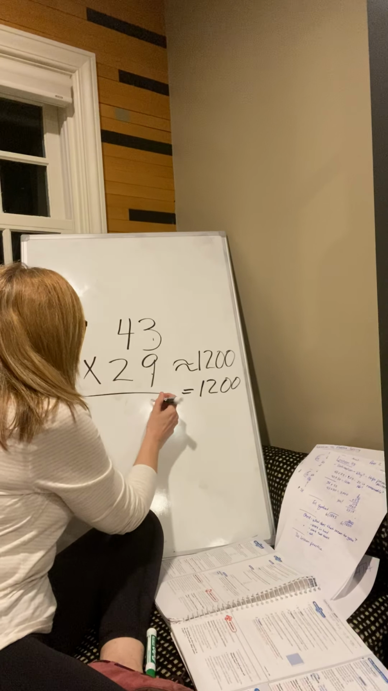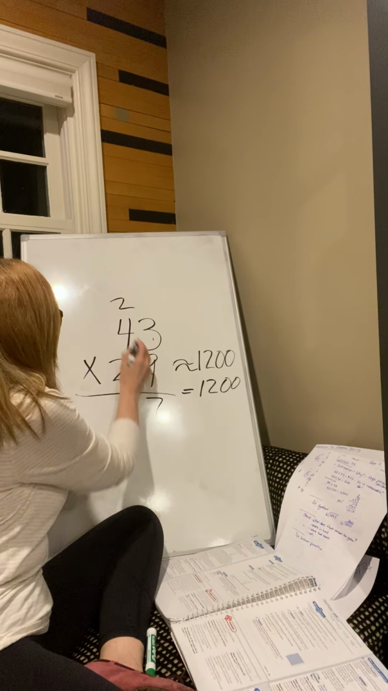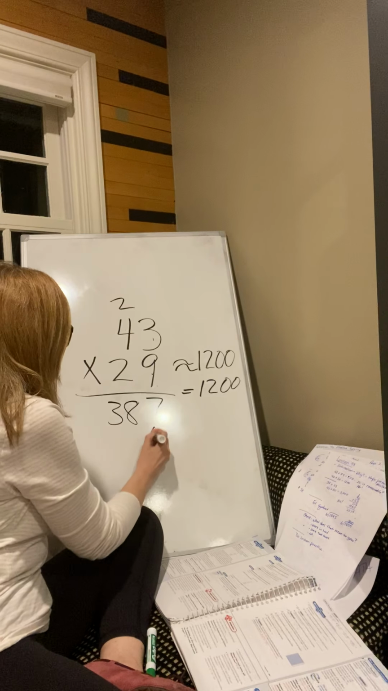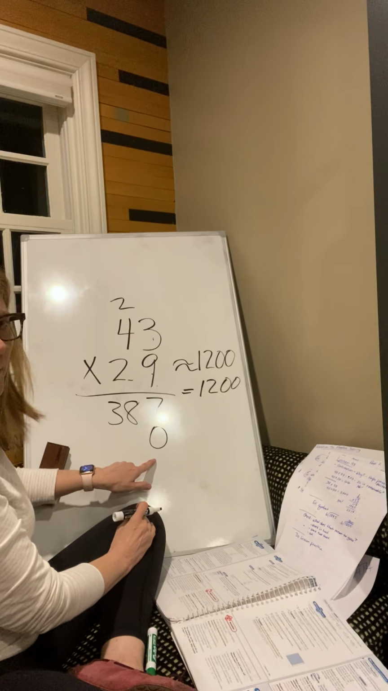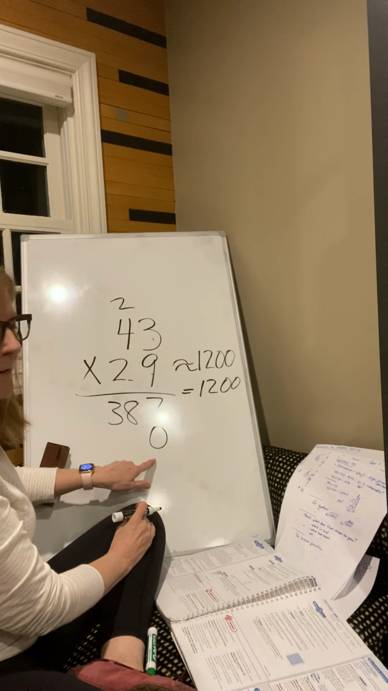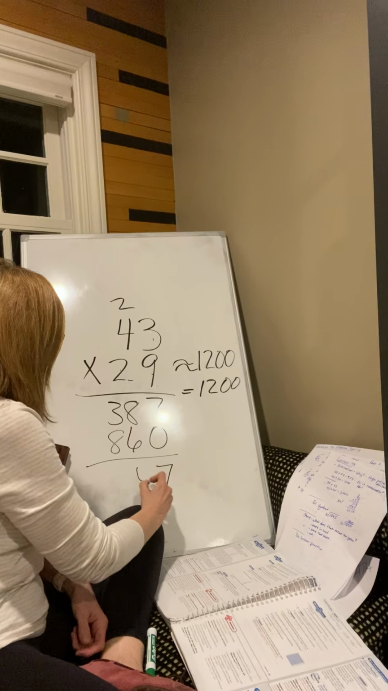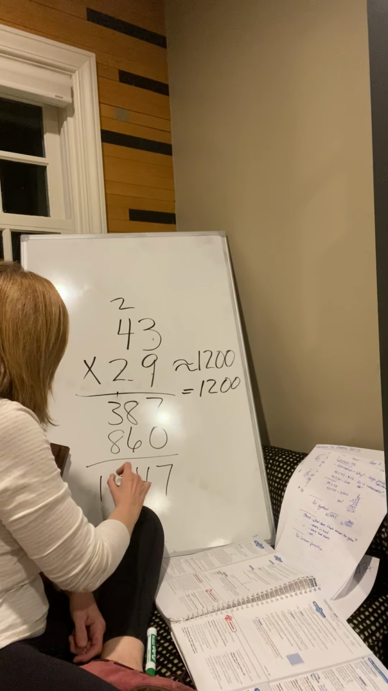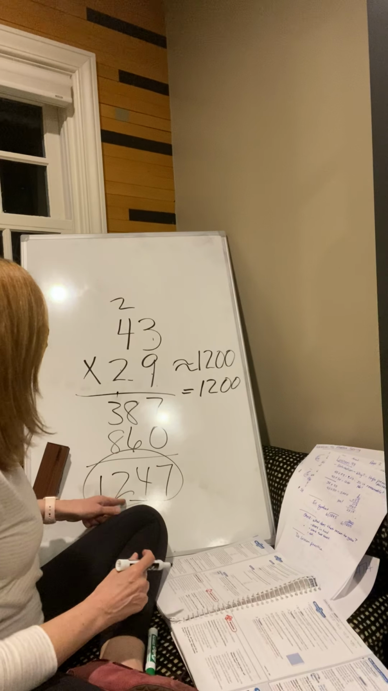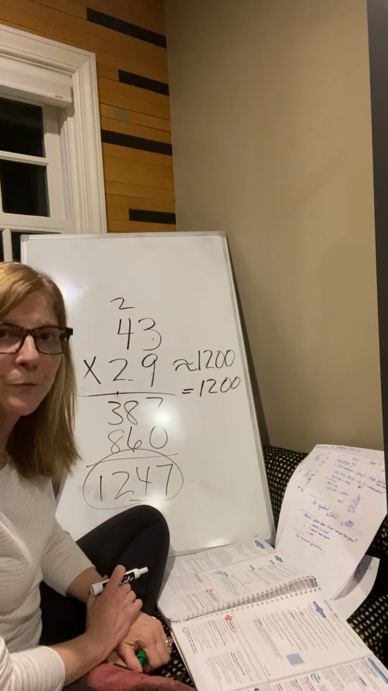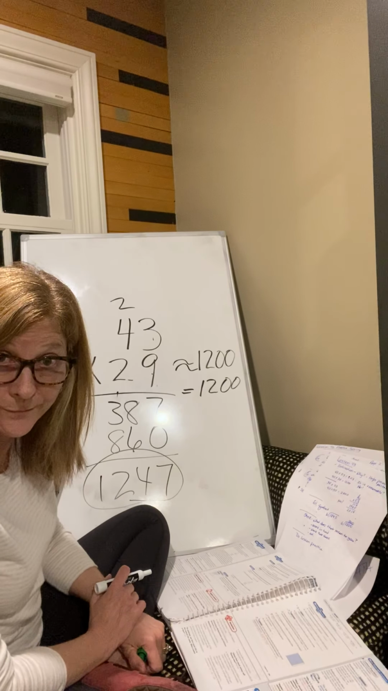9 times 3, 27. 9 times 4, 36, plus 2, 38. Now I'm going to do my 20, so I'm going to bring my 0 down for the hanging outie. 2 times 3, 6. 2 times 4, 8. 7, 14. My answer is 1247, and I said it would be about 1200. I was pretty close, okay?